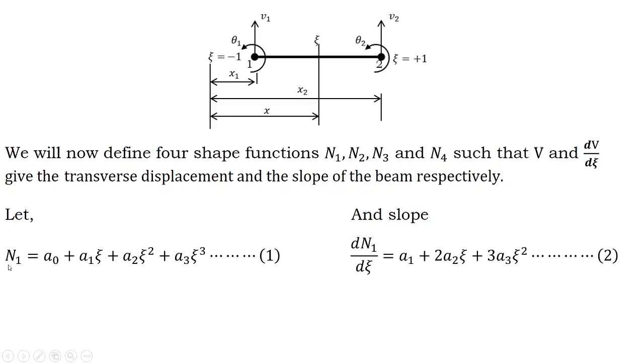Then by differentiating this n1 with respect to zeta, I am going to get another equation, that is equation number 2. So a0 is constant, so it becomes 0. For a1 constant, differentiation of zeta is 1, therefore I'll get this a1. Next, the differentiation of zeta square is 2 zeta, with a2 as it is, therefore it is 2 a2 zeta. Similarly, differentiation of zeta cube is 3 zeta square a3, so this is 3 a3 zeta squared. That is my second equation.